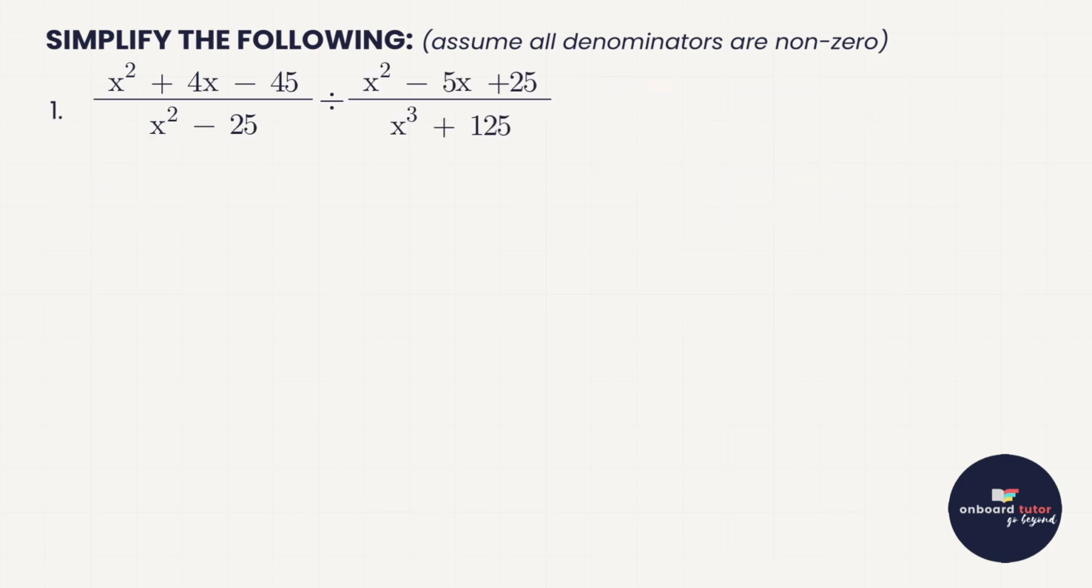Here's a nice big one for us to test our skills on. x squared plus 4x minus 45 over x squared minus 25, divided by x squared minus 5x plus 25 over x cubed plus 125. We're going to need to factorize this because the minute we see plus and minus signs, we know that we can't just cancel. And another thing that I hope you've noticed is that this is a division question. So we also are going to tip this and times instead. So we've got a couple of things coming our way. Let's do the tip and times first, and then we'll tackle this question.